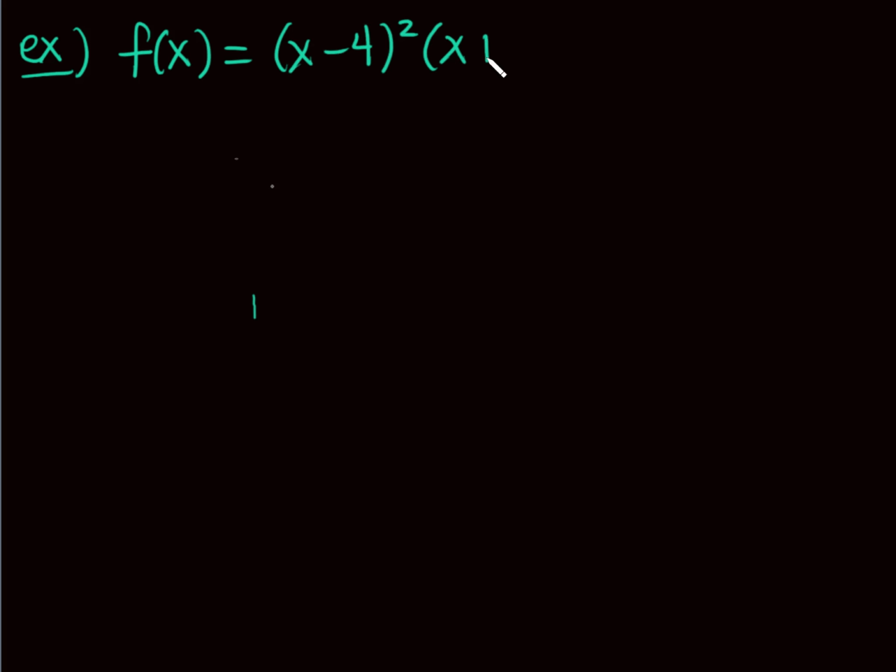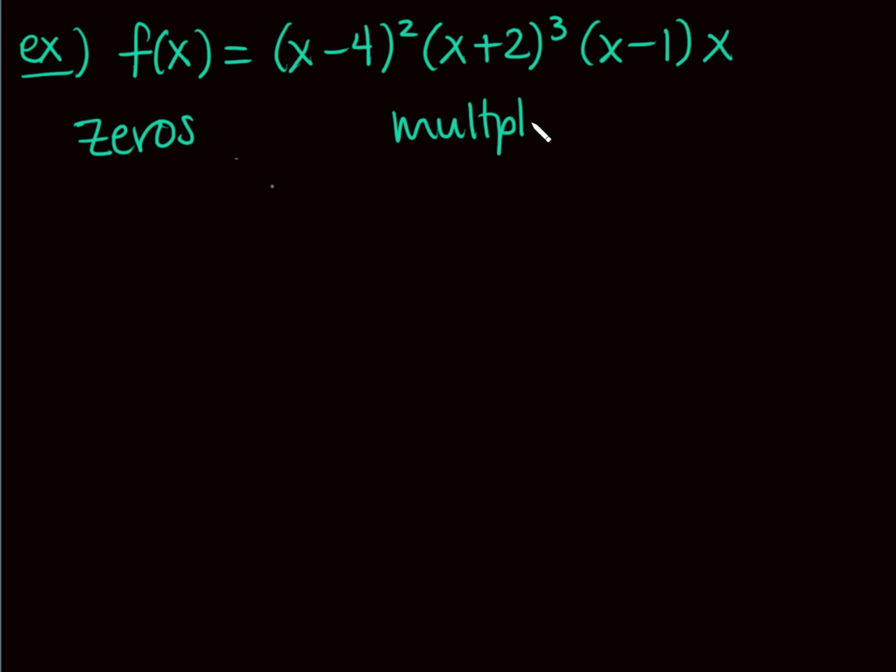Okay, so for example, if I had something like f of x equals x minus 4 squared times x plus 2 cubed times x minus 1 times x. This is a little crazy, but let's look at the zeros we have and let's state the multiplicity. This is what I mean by multiplicity.